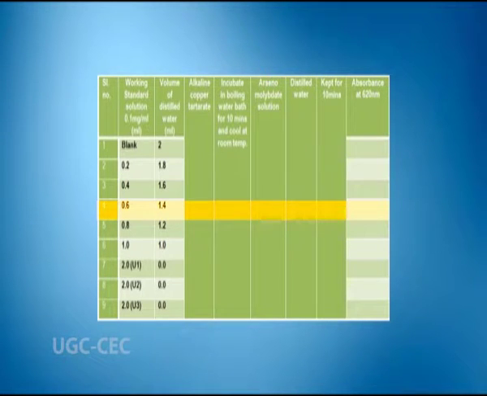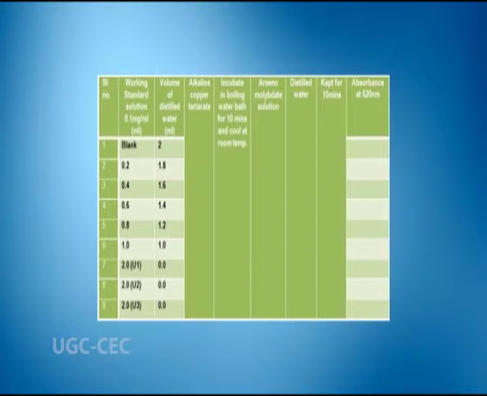In the fourth test tube, 0.6 ml of working standard solution is added and 1.4 ml of distilled water. In the fifth test tube, 0.8 ml of working standard solution and 1.2 ml of distilled water is added. In the sixth test tube, 1 ml of the standard working solution and 1 ml of distilled water is added. In the 7th, 8th and 9th test tube, 2 ml of the unknown samples U1, U2, U3 is taken and no distilled water is added.